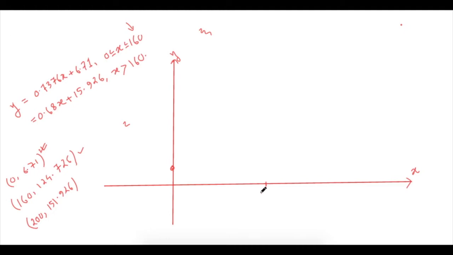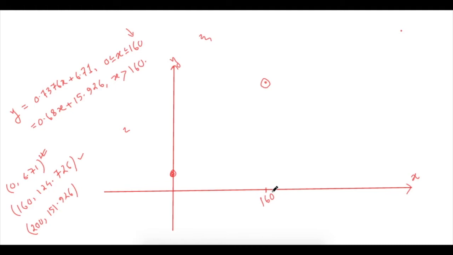Let's say 160 is here and 124.726 is here at this point. So when x equal 160, then y equal 124.726. It means the first line will end at this point. So let us just imagine that 124.726 will be here. So now we can sketch the first line.